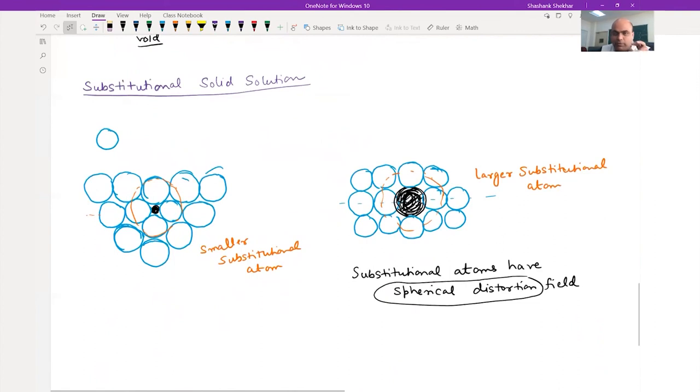And you are going to learn later that since the nature of distortion is different in interstitial and substitutional atoms, the way they interact with dislocations is also going to be different for substitutional solid solutions and interstitial solid solutions.